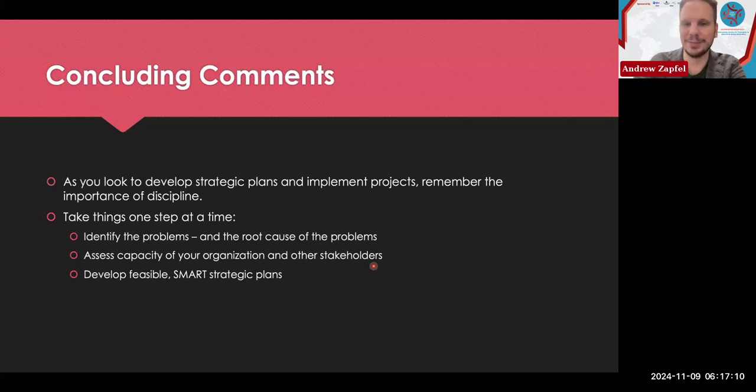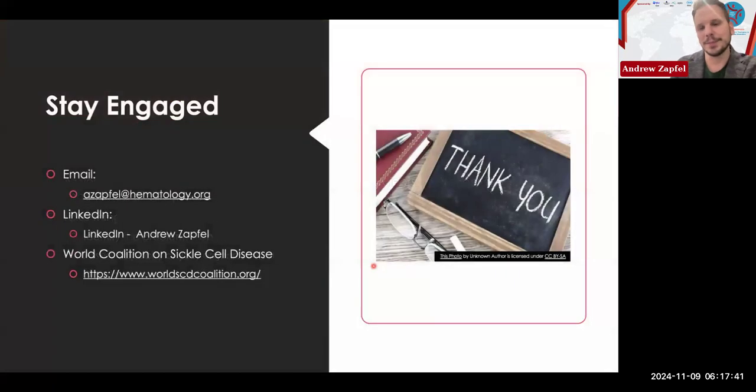And I work for the American Society of Hematology. Something we share regularly internally is we like to walk before we can run. Rather than agree to do everything and try to jump into activities that we think are useful, we want to walk first and take a few steps first. Let's bring stakeholders together. Let's see where the needs are. Let's see if we're the right fit in terms of implementing this project. And as always, you want to start first by identifying the problems, the root causes, assess the capacity of your organization and other stakeholders, and develop those feasible SMART strategic plans.